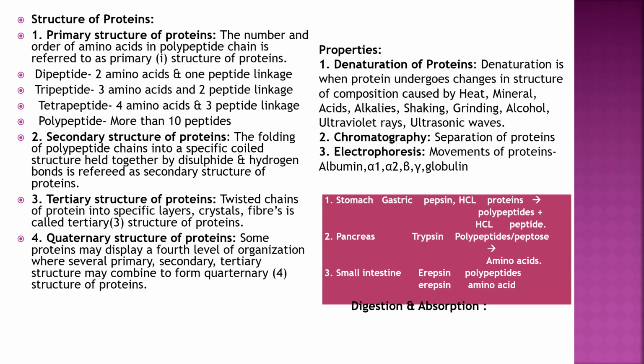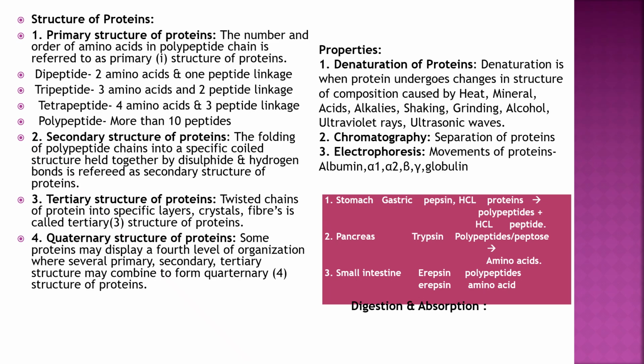The properties: denaturation, chromatography, and electrophoresis. Denaturation is when a protein undergoes changes in structure or composition due to heat, mineral acid, alkali, shaking, grinding, alcohol, ultraviolet rays, ultrasonic waves. Then chromatography and electrophoresis are used for separation of the proteins.